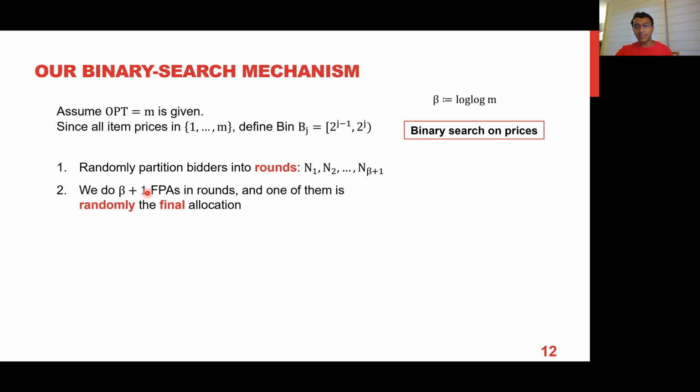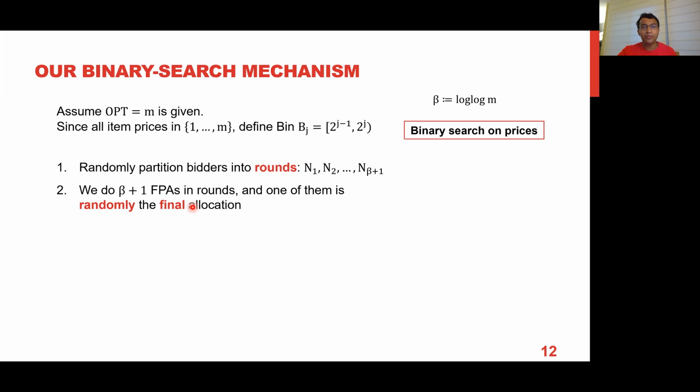So what my mechanism does is first it starts off by randomly partitioning the bidders into beta plus 1 groups, N_1 through N_{beta+1}, where beta is log m. And then I run a fixed price auction on each of these groups of bidders, one by one. These are going to be separate fixed price auctions, and one of them is going to be made my final allocation.